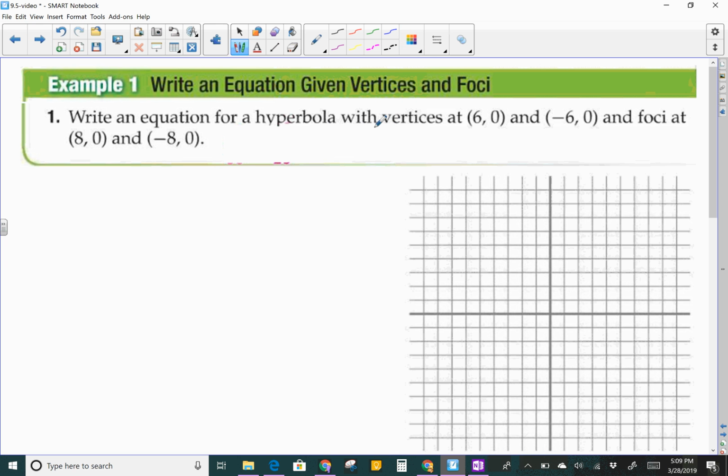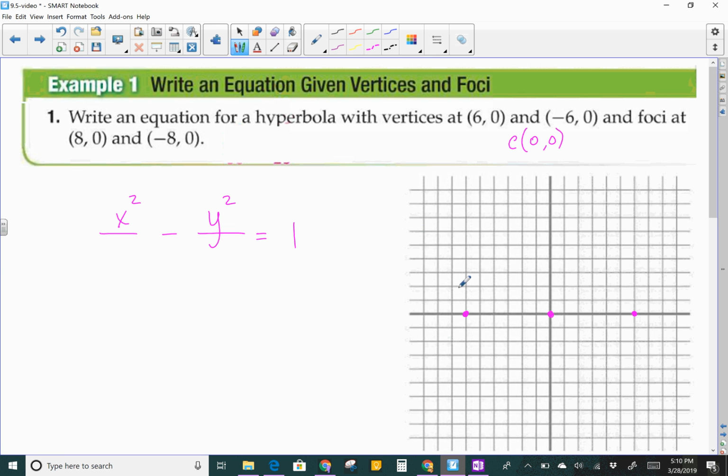Write an equation for a hyperbola with vertices at 6, 0 and negative 6, 0. So hopefully you got from that that the center is halfway between those points, and that's your origin. If these are my vertices, then I know the hyperbola has to open left and right, which means my x squared is going to be my positive term. So I'm going to put it first. X squared minus y squared. There's nothing added to it because I'm centered at 0, 0.